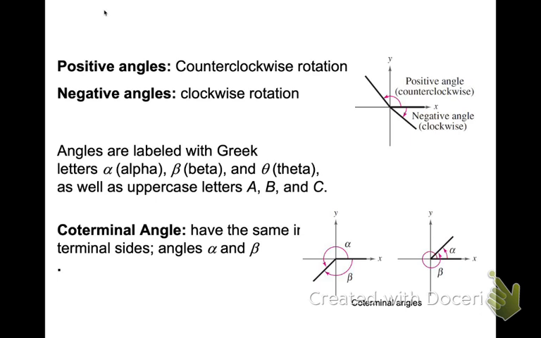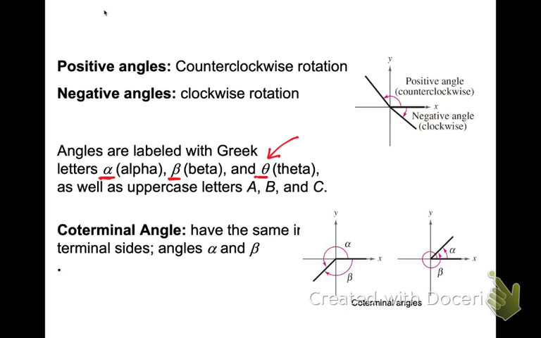Now, we have variables for angles. We have alpha. We have beta. We have theta. There is a whole Greek alphabet. Theta is one we will use the most often, but I can use all of them. They're just a name for an angle. Just like we have X, Y, Z, that's just a variable.